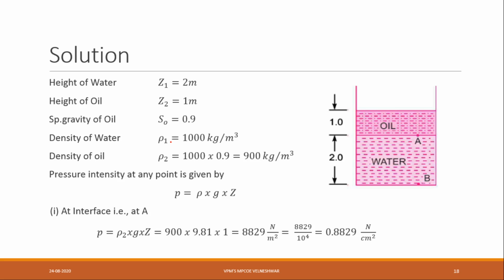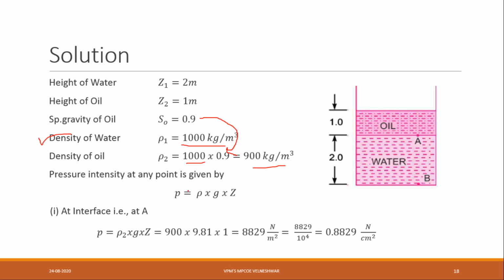Next, if I have the specific gravity, then what will be the density? Rho 2 is equal to standard liquid into specific gravity of oil. Here specific gravity is 0.9, and what is my standard liquid? That is water, 1000 into 0.9. So here I am getting 900 kg per meter cube. Now what is the density of water? 1000 kg per meter cube. So density of water is 1000 kg per meter cube, and density of oil is 900 kg per meter cube.